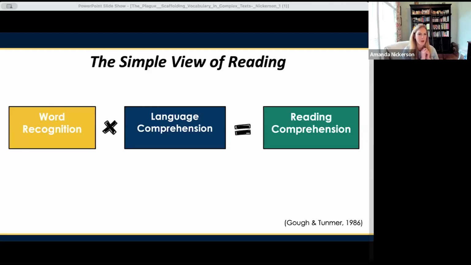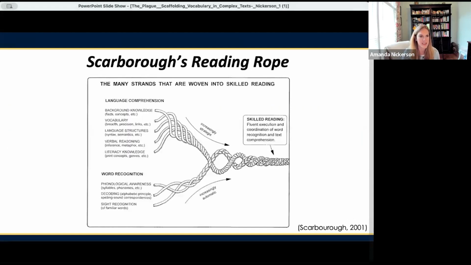They need to be able to break them apart in those multisyllabic words to arrive at a pronunciation, but they also need a sufficient language comprehension. Once they have read those words, once they have decoded those words, we want to make sure that they understand what they mean and that they can understand what it means within the context that they're appearing. And we also know that Scarborough's rope breaks this down in a slightly different way and helps us think about all of the intricacies of this, right?